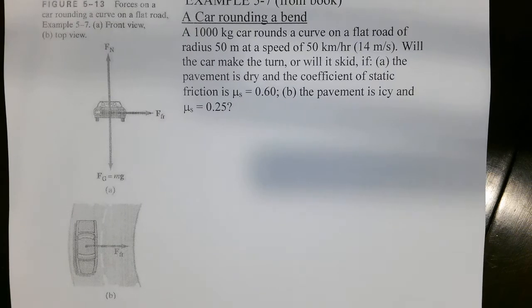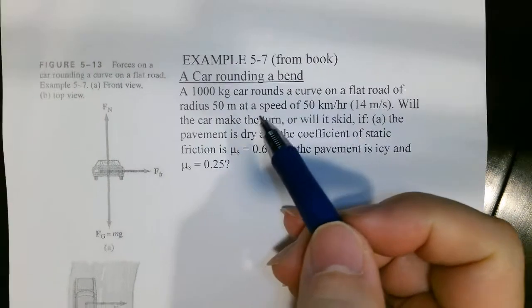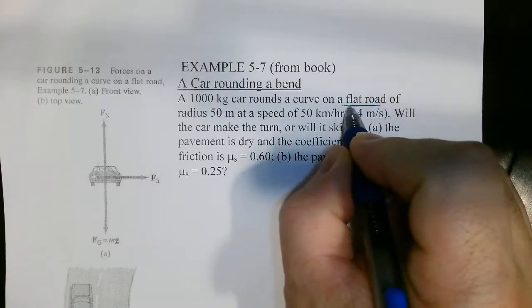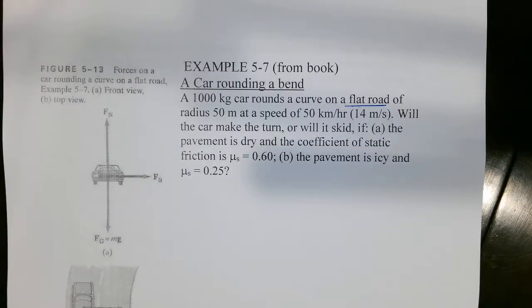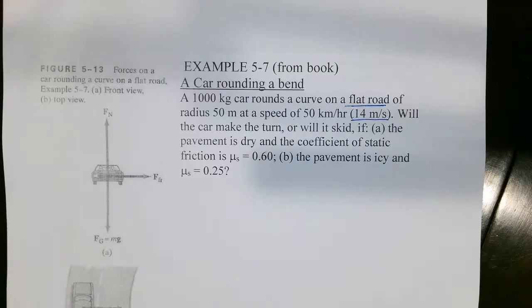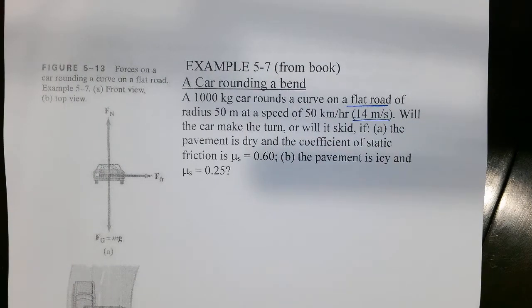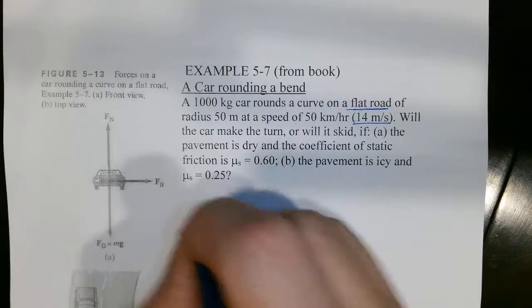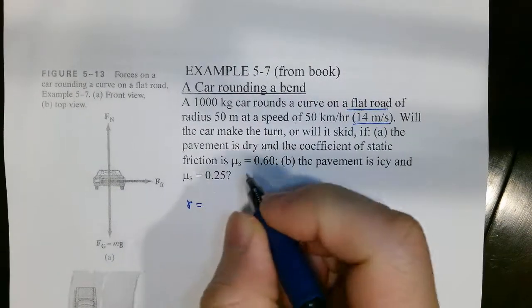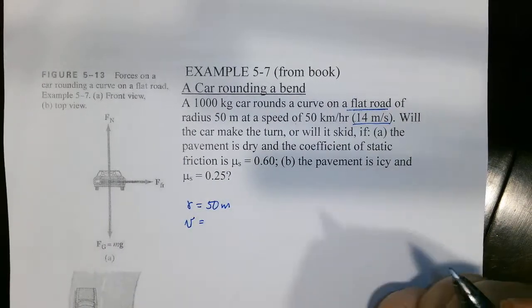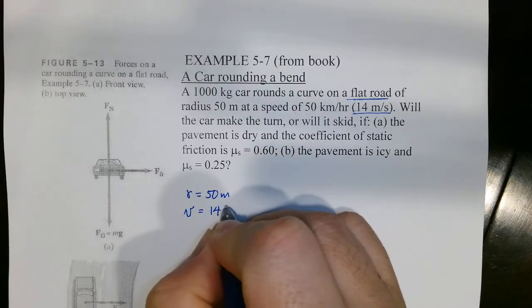So if we were to actually take a look at this problem, we have a 1,000 kilogram car rounding a curve on a flat road. Now, this is not banked. It's a flat road of radius 50 meters at a speed of 50 kilometers per hour. They're nice enough to give us a conversion of 14 meters per second already. So let's write down everything we know. The radius is equal to 50 meters. The speed going around the circular curve is 14 meters per second.